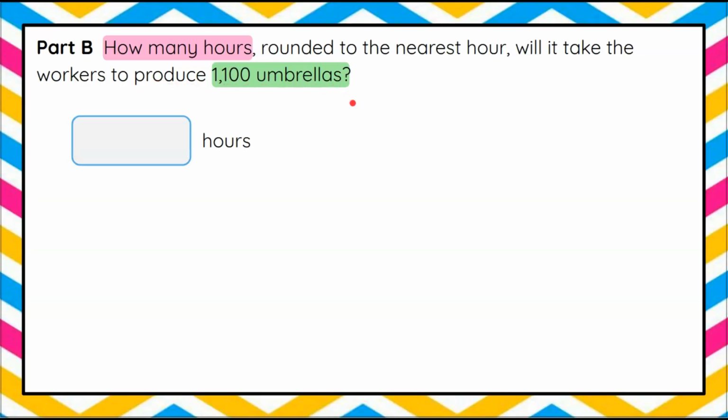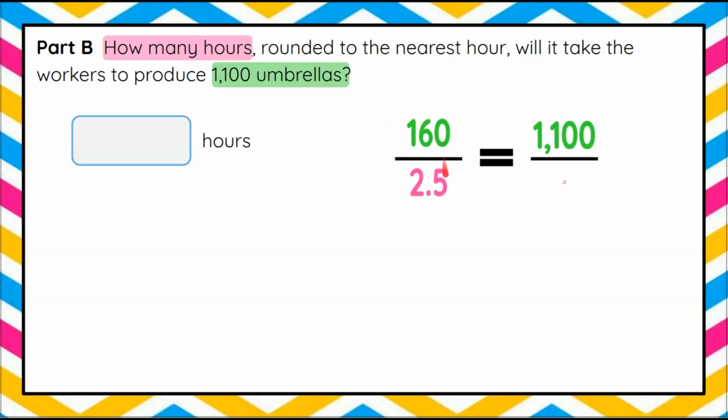So we're going to start with our original rate that we used in part A. We know 160 umbrellas were made in 2.5 hours, and we want to know how long it will take to produce 1,100 umbrellas. So x now becomes my number of hours. That's my unknown. 2.5 hours to make 160. How many to make 1,100? So let's use cross product again. I'm going to do 160 times x.